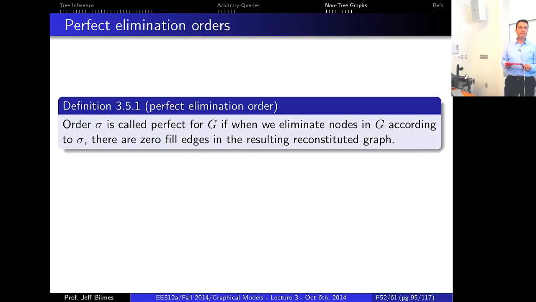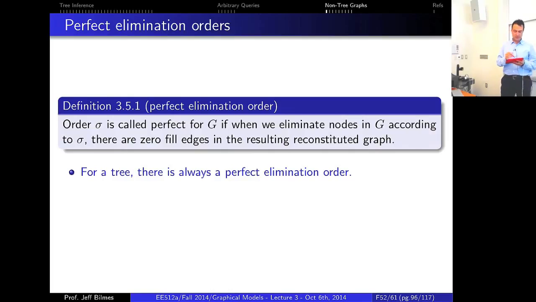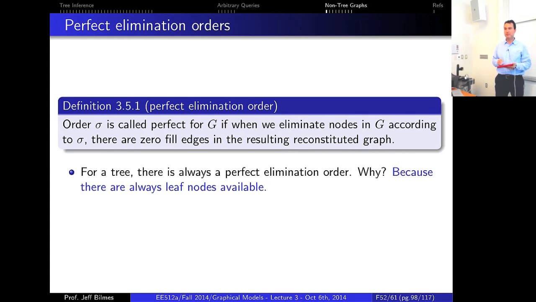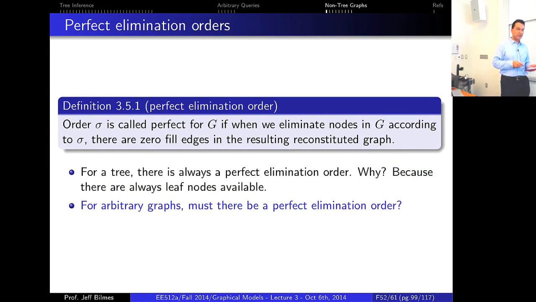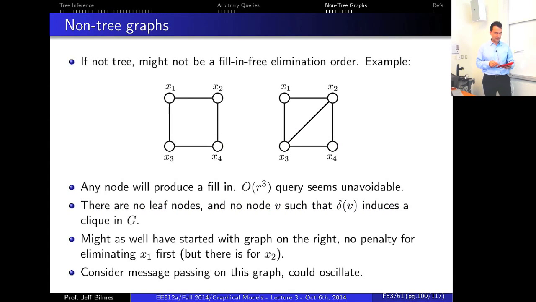Now we saw that trees are such that they have a perfect elimination order. But we also saw that not all orders are perfect elimination orders for trees. So might as well use the slides. For a tree, there's always a perfect elimination order. And I think we know why at this point, right? Does anyone not know why? I think everybody should know why. Because there are always leaf nodes available. For an arbitrary graph, must there be a perfect elimination order? No. We know this. The 4 cycle was one that we already saw.